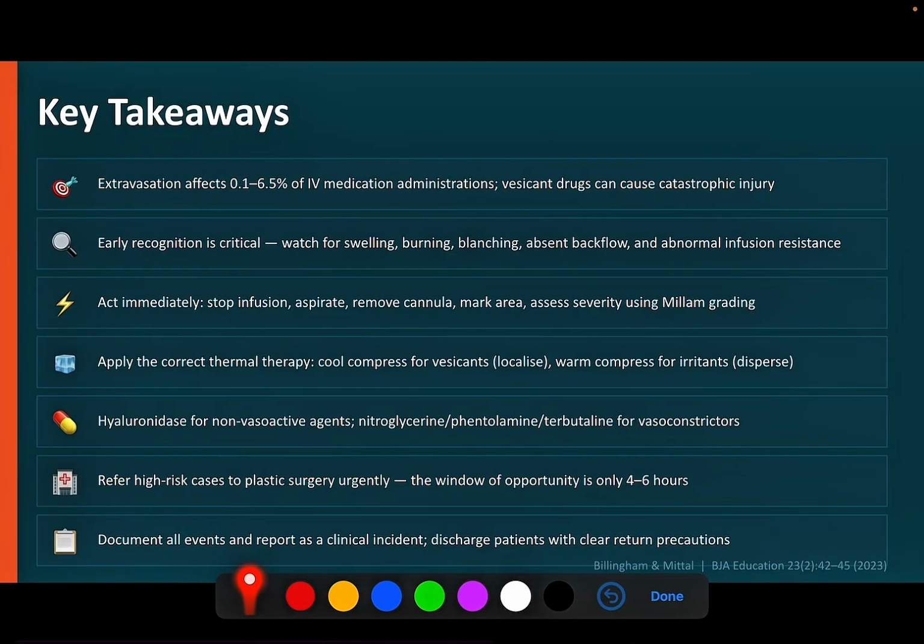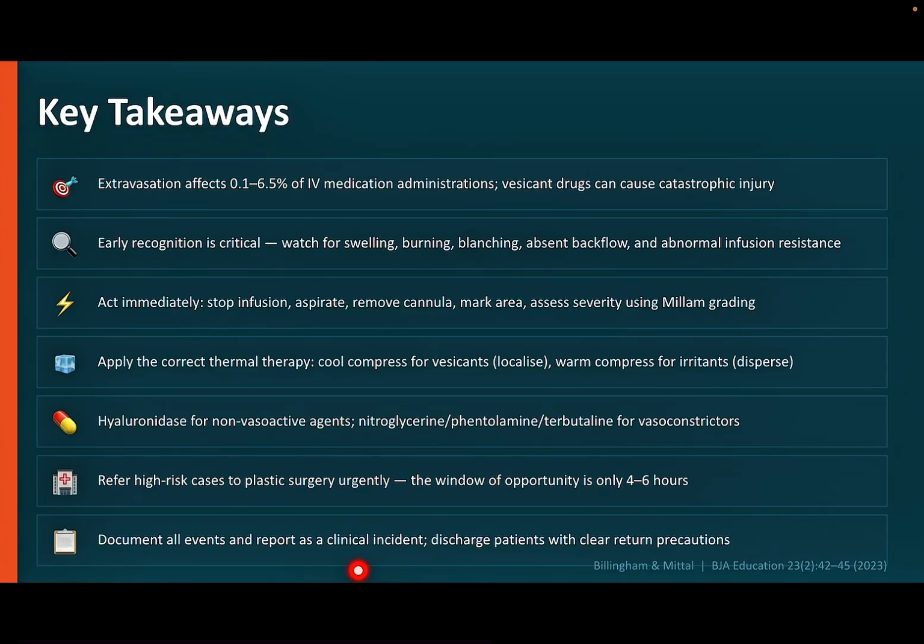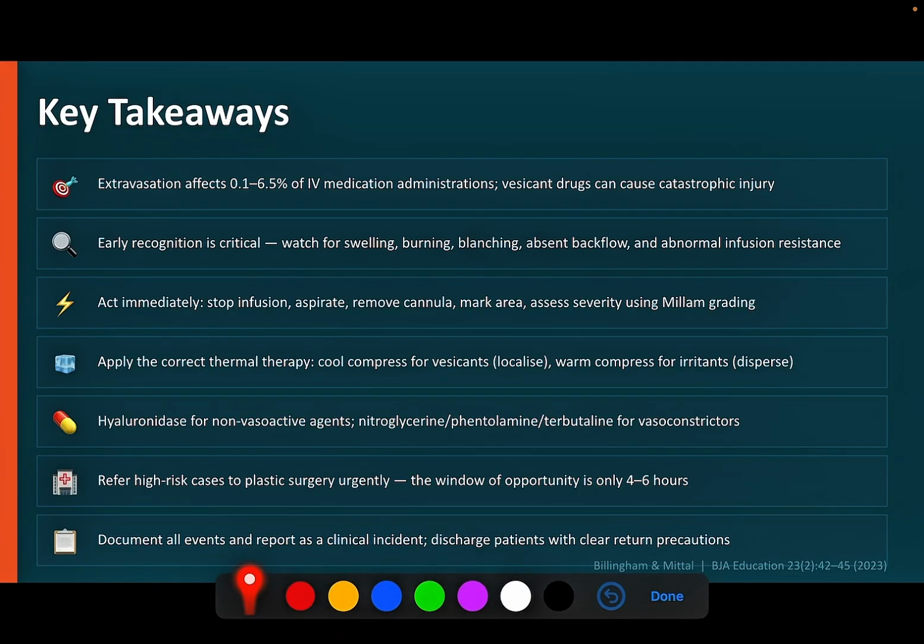So what are the take-home messages? Extravasation can occur in 0.1 to 6.5% of IV medications, and vesicant drugs can cause catastrophic injury. Early recognition is critical. If it is a high-risk patient, we have to refer to plastic surgery urgently. Documentation is very important, and report the clinical incident.